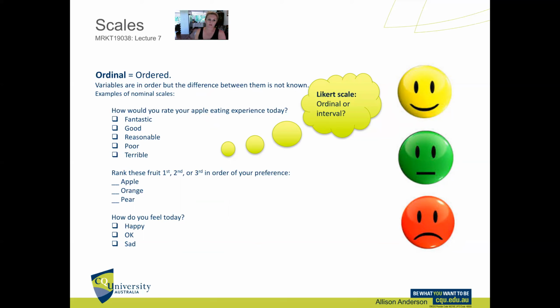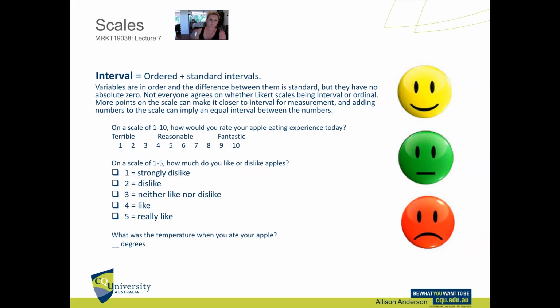Okay, so another ordered way is rank these fruit first, second or third in your order of preference. Or how do you feel today? So sad is on the bottom side of okay and happy is on the upside of okay. So they relate to one another. The apple, orange and pear are nominal and they don't relate to each other, but as you rank them, you are making them relate to each other. It's a really tricky one.